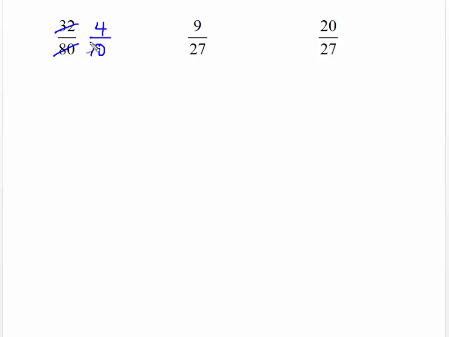However, if I look at this, I notice that there's also another number that will go into both the numerator and the denominator that's left here. 2 will go into 4, and 2 will divide evenly into 10. So when I divide that in, 2 goes into 4 twice, and 2 goes into 10 5 times. When I look at this number, I can ask myself again, is there any other number that will go into 2 and 5? And the answer is no. So this is, in fact, in simplest form.